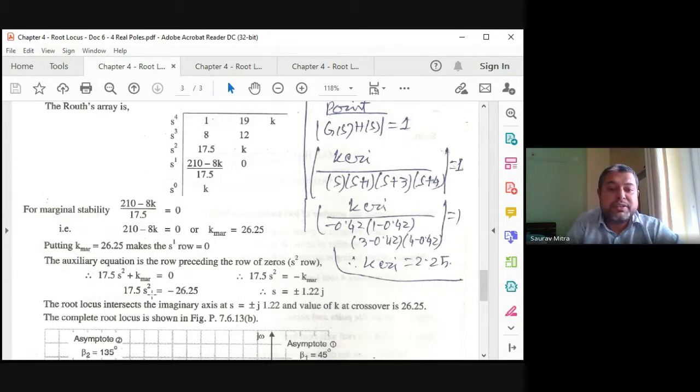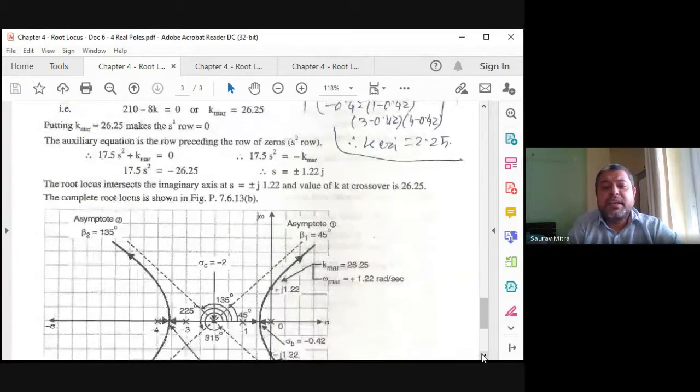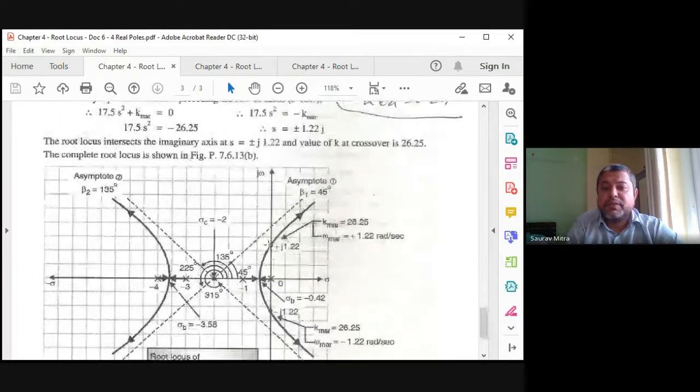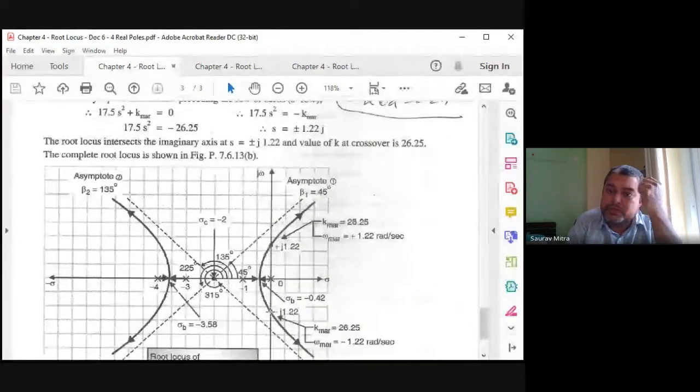So you divide, and s square is equal to minus 1 point something. Minus means j square, so it is j square into 1 point something. If you take the root of that, you will find plus minus 1.22j. So the crossover frequency is 1.22j, and this crossover frequency is minus 1.22j. And in that case, you have the whole root locus.